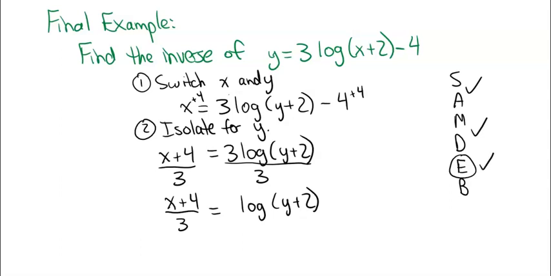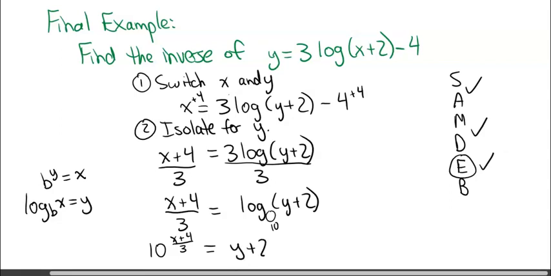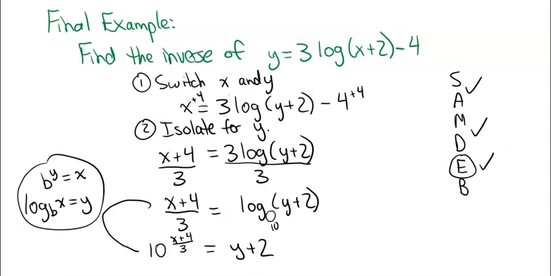So how do I get rid of log? Well, remember the rule for log: if I have log base b of x equals y, that's the equivalent of b to the y equals x. What that means here is that my base is like a 10. It's not written there, but it's a 10. So it's saying 10 to the power of (x plus 4) over 3 equals y plus 2. That's what we did, going from that step to that step.